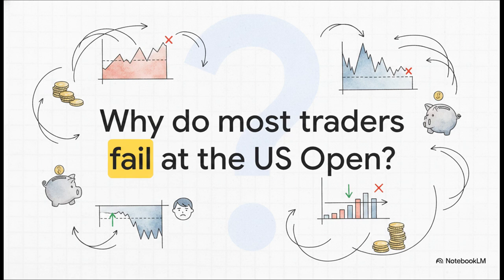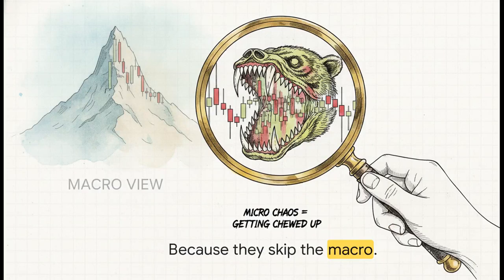So why does this keep happening to so many of us? Okay, let's dive into this. The absolute number one reason traders get chewed up at the open is because they are skipping the macro. They zoom straight into the 1-minute chart and completely ignore the higher time frame narrative. Listen, if you don't know what the daily chart is trying to do, you literally have no business executing on a 5-minute chart at 9:30 a.m. It's that simple. The macro always dictates the micro.